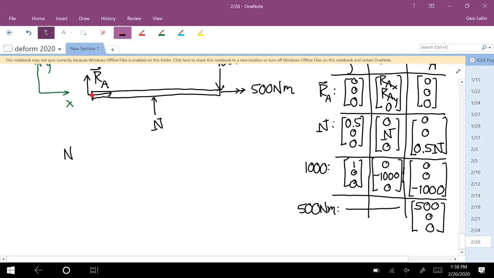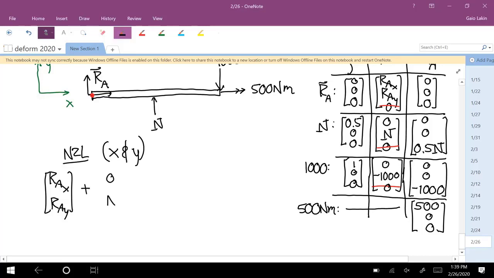And now Newton's second law: you can just add up all the forces in the force column. We don't have any in the Z direction. See, that's 0, that's 0, that's 0. So the only places where anything's going to happen are the X and Y axes. So we have RAX, RAY, plus 0, N, plus 0, negative 1,000 is equal to zeros.